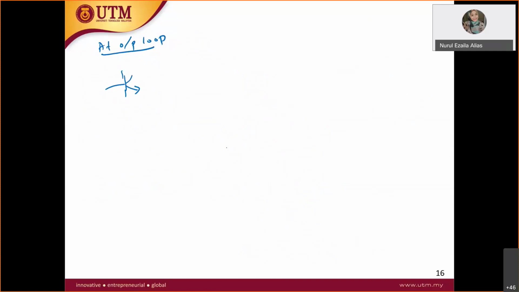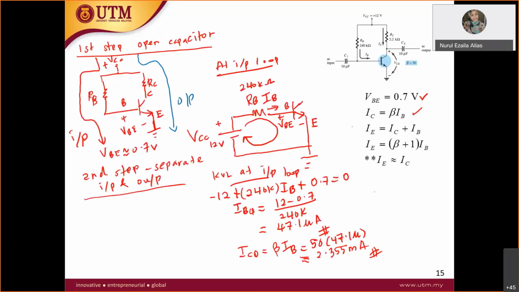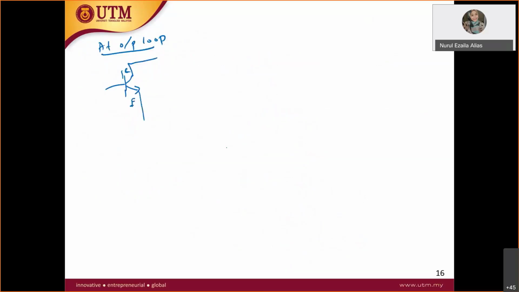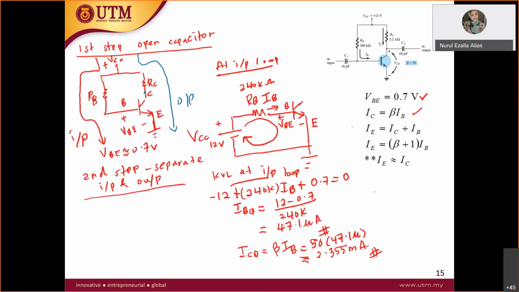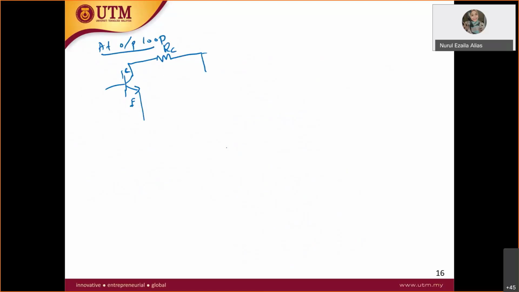Input part doesn't matter. Now you are considering the output part. So you have collector here and emitter here. Let's take a look one by one. At collector you have RC, and the other node of RC you connect to VCC, so you have positive VCC.